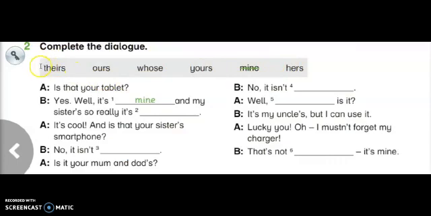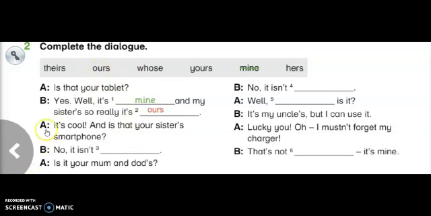Now move to the second activity, complete the dialogue. As you can see here, we have a box with words which are the possessive pronouns: theirs, ours, whose, yours, mine, and hers. A. Is that your tablet? B. Yes, it's mine. Here you have to answer about yourself and you have to say mine. And my sister's. So really the tablet is mine and my sister's. Excellent. It's ours.